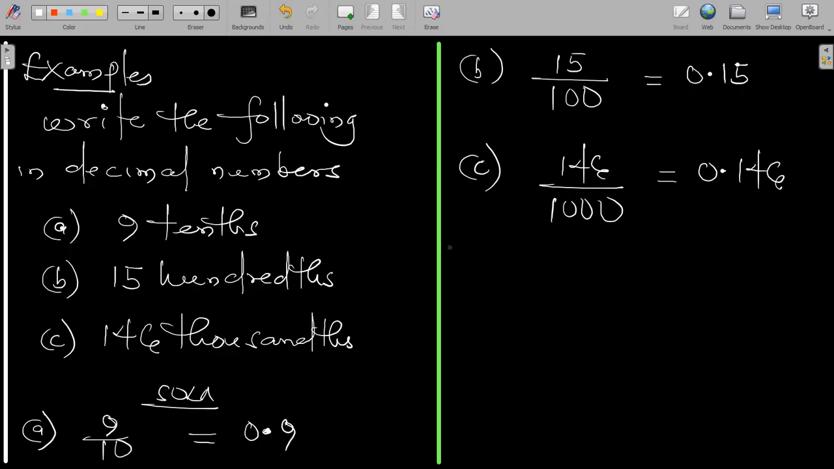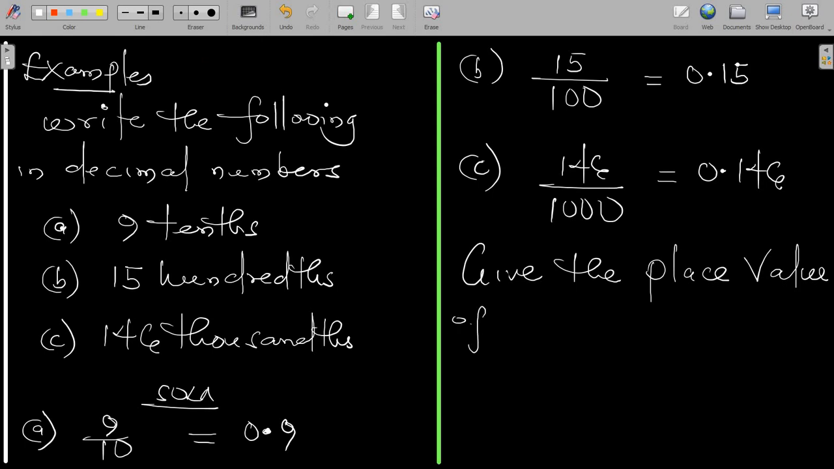So I would like us to solve this question again. Let's say we are given, give the place value of the underlined digit.